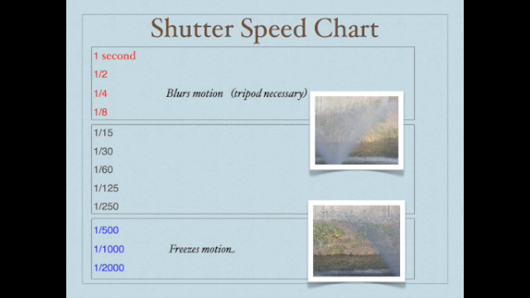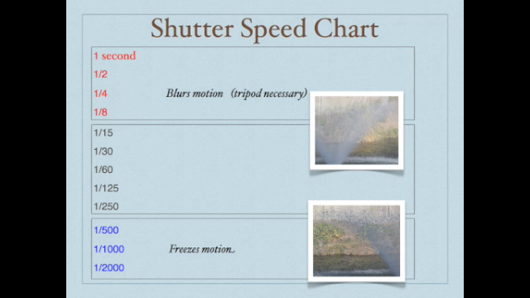Now, the mid-range of shutter speeds, that's like the 1/15th to 1/250th of a second. That's what we are normally shooting in, so that's like just your regular handheld, and if you were on an auto function, that's mainly what you would be shooting at, and you don't have to worry about the shake so much of the camera.